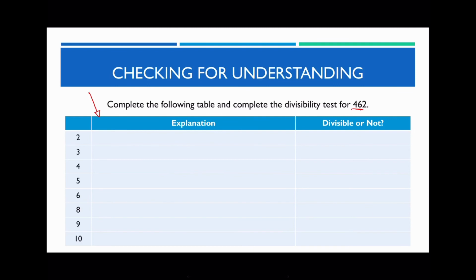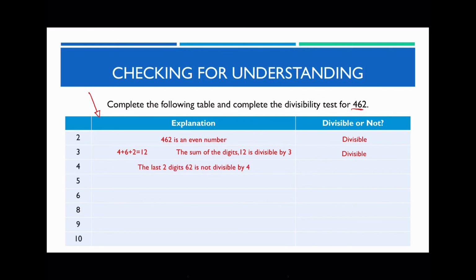Alright. If you've answered this question, what you should obtain is that 462 is an even number. So therefore, because this number is even, 462 is divisible by 2. To test if it's divisible by 3, we add each individual digit. Therefore, this equals 12. And if that sum can be divided by 3, then 462 is divisible by 3. In this case, the sum of 12 is divisible by 3, so we will say this is divisible as well.